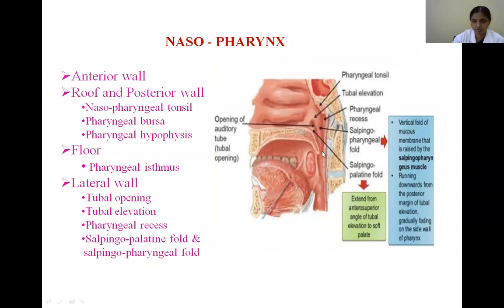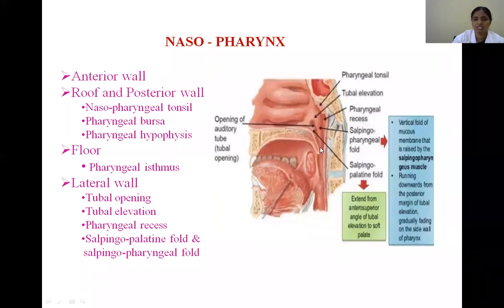Then coming to the floor. Before going to the floor, what is the extent of the nasopharynx? The nasopharynx extends from the choana, the communication between the nasal cavity and nasopharynx, to the soft palate. Above the soft palate, the part of the pharynx is called nasopharynx. At the lower part, at the floor, the nasopharynx is open. There is no limitation. The nasopharynx just below continues with the oropharynx through a space. What is this called? Pharyngeal isthmus.